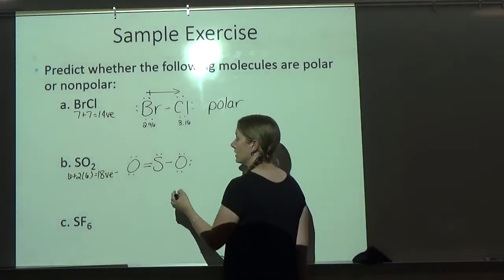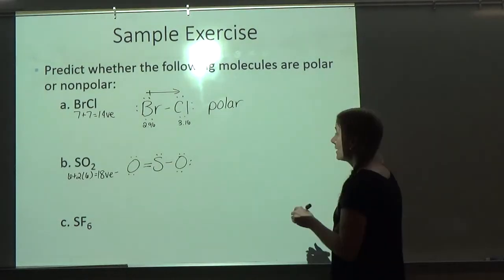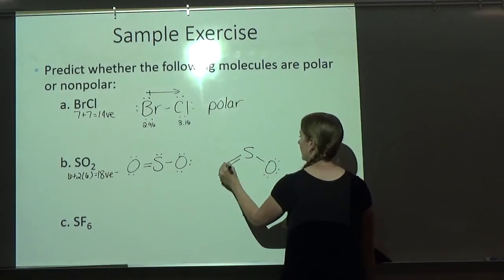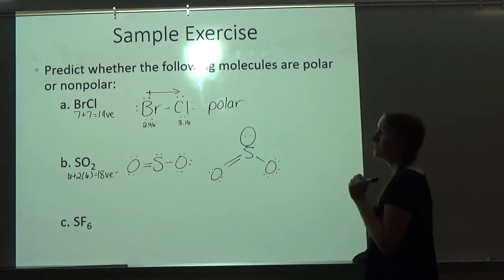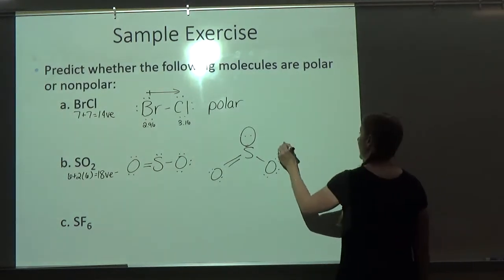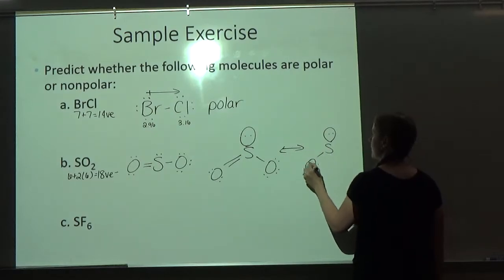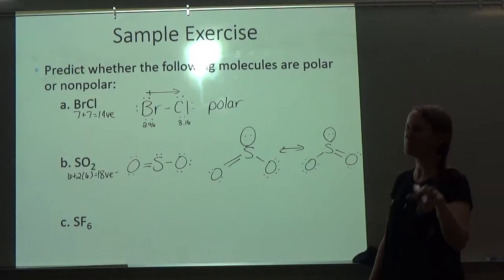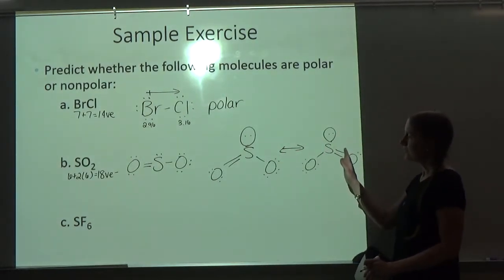If I look, I have 3 domains. So this is not a linear molecule. It's actually going to look like this right here. It's also going to have resonance because I could put my double bond on the other side. I know some of you are sitting there like, oh my gosh, resonance is coming back. Oh yeah, resonance never went away. All right, so here's what our molecule actually looks like with its shape.